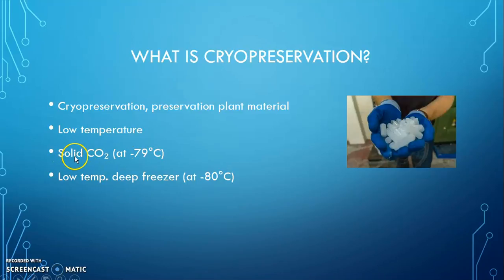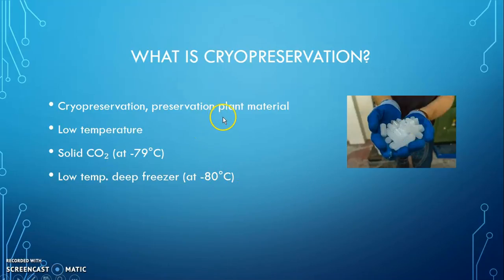Either it can be in solid carbon dioxide, which has a temperature of negative 79 degrees Celsius, or it can be in deep freezers. A deep freezer is a very big freezer that can freeze to a low temperature of negative 80 degrees Celsius, and the temperatures can also differ. It can also be in liquid nitrogen medium, which has a temperature of negative 196 degrees Celsius.